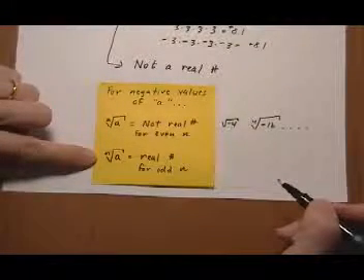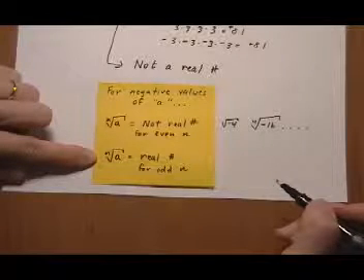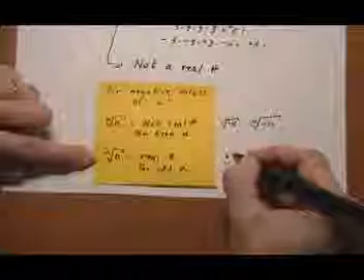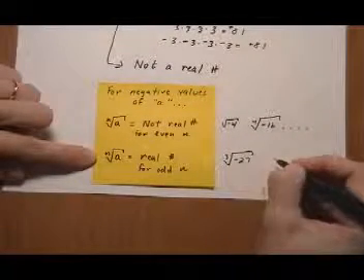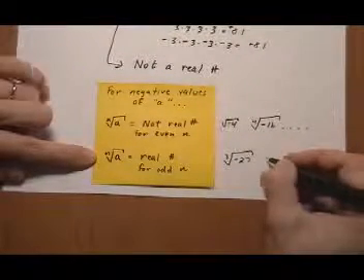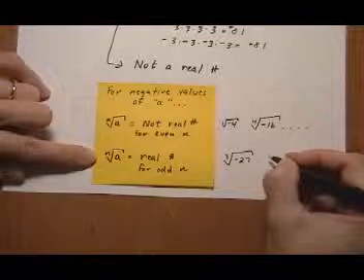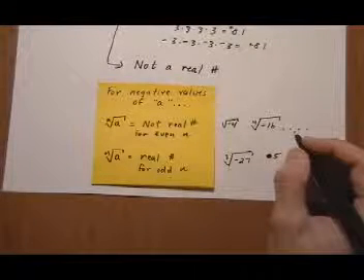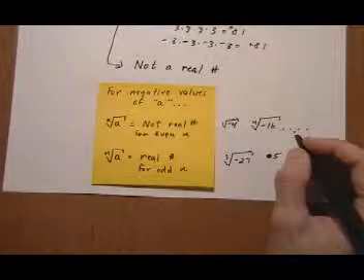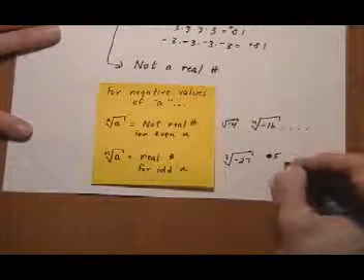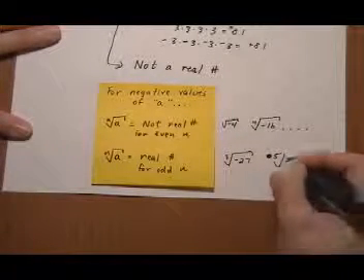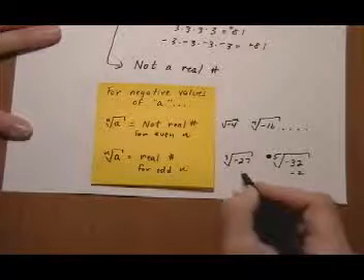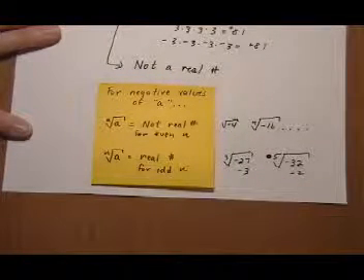The nth root of a negative value of a does give you a real number if you have odd values. So we could have cube root of minus 27, for example. That would give us a real number. We could have, let's see, a fifth root. Let's do 2 to the 5th would be 32. Fifth root of minus 32. That would give us a real number. That'd be minus 2.